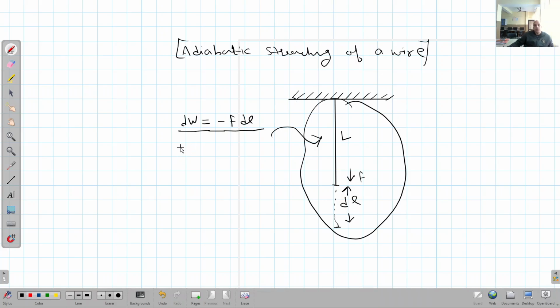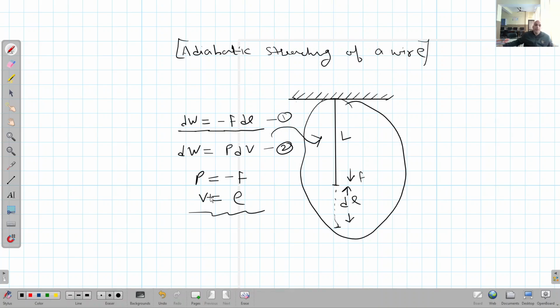Clear? We also know that in the case of a gas, dW is equal to P dV. If this is equation number 1 and that is equation number 2, then we can compare these two equations. So from the comparison of these two, we get P is equal to minus F and V is equal to L. Clear? So this is the difference between these two equations. Now I'm going to make use of Maxwell's third relation.